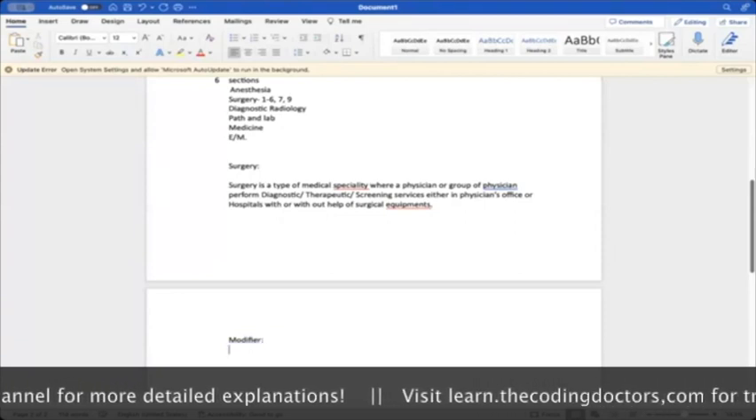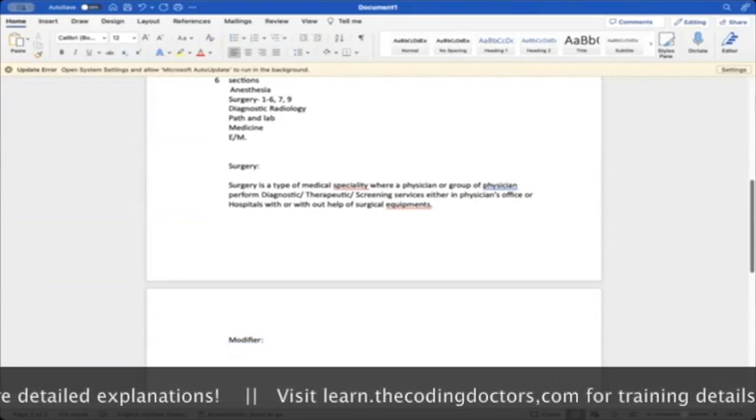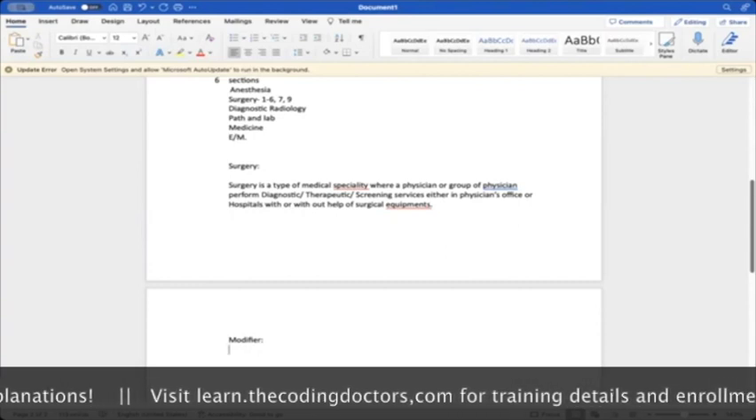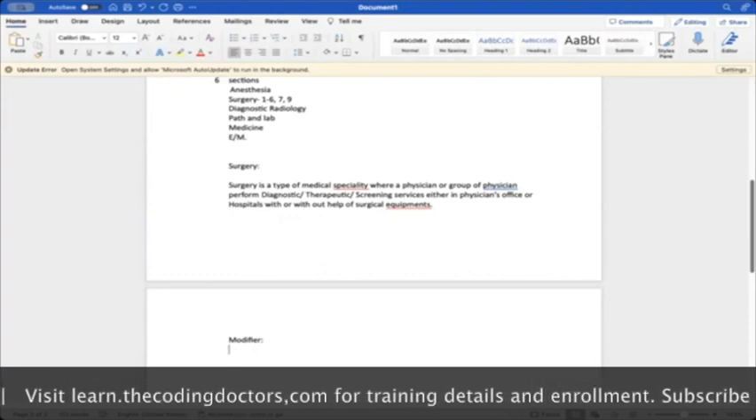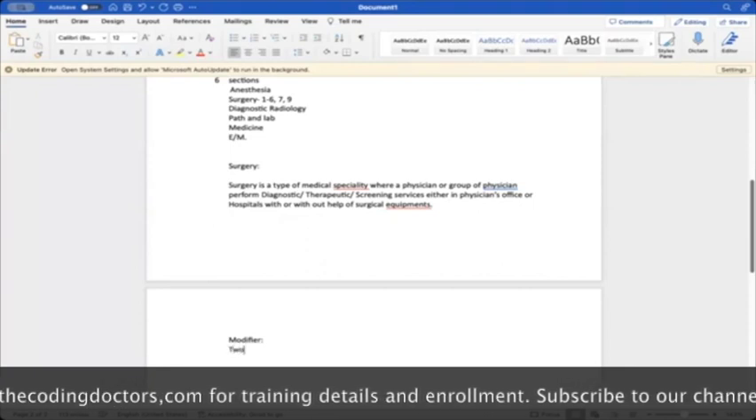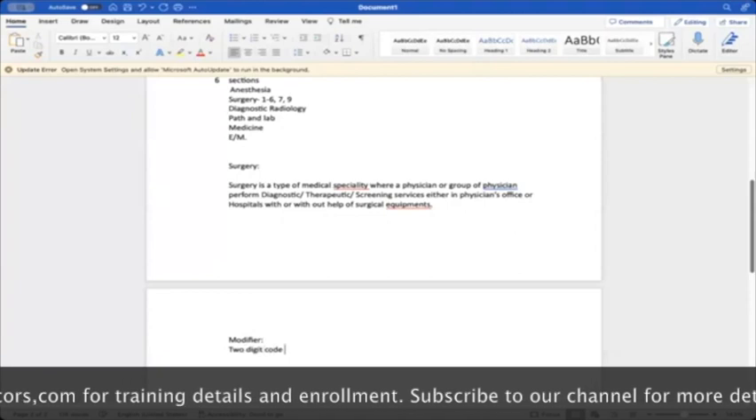Later, in further classes, we will go through the different types of modifiers we'll be using in surgery, from 22 to 82. A modifier is nothing but it gives additional information. A modifier is a 2-digit code, first of all, which may be alpha, numeric, or alphanumeric.